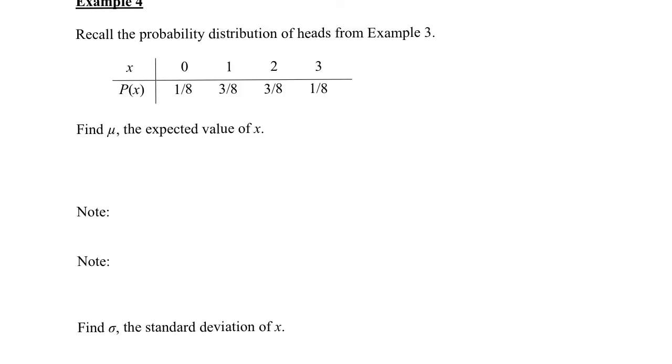So we've got our probability distribution from before, and we want to find the expected value. So we've got mu, and I'm going to write this symbol here, even though you don't see it in our book, but you'll see it pretty much everywhere else when it comes to expected value. And then this is the formula for it.